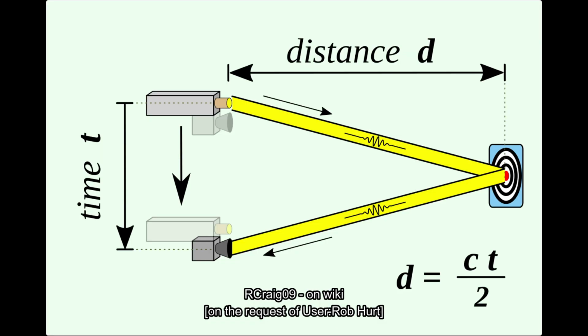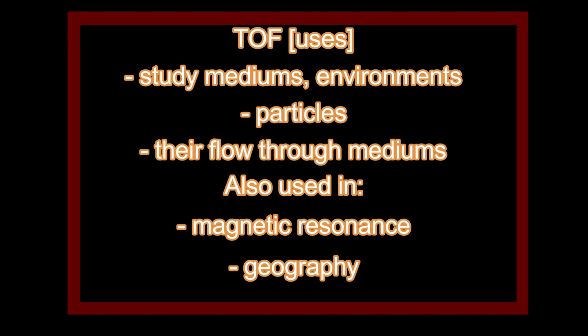Time-of-flight, TOF, is a measure of time taken by a particle to travel a distance through a medium. It also measures how long does it take for different things to travel on different paths and through what. It can be also used to study the mediums and particles that flow through it. TOF is used in magnetic resonance angiography.